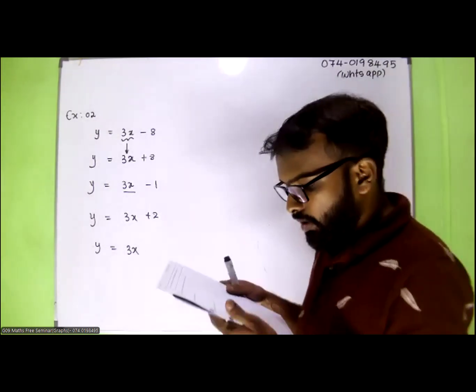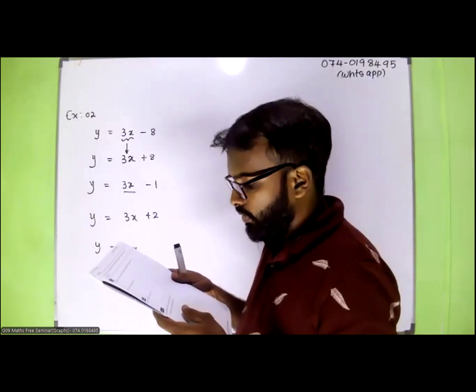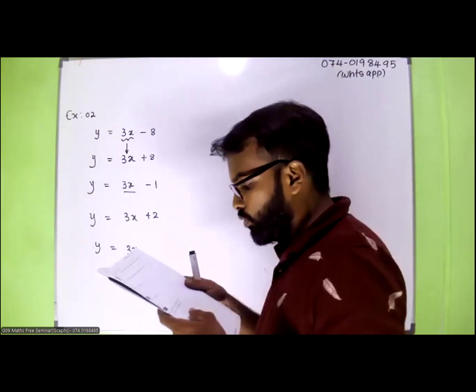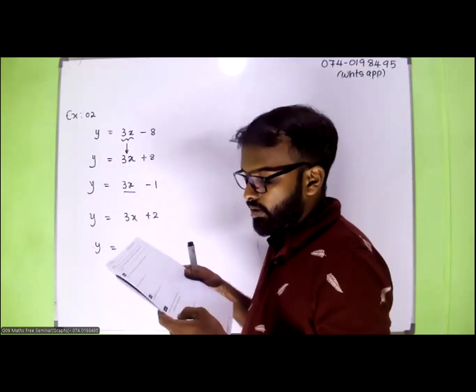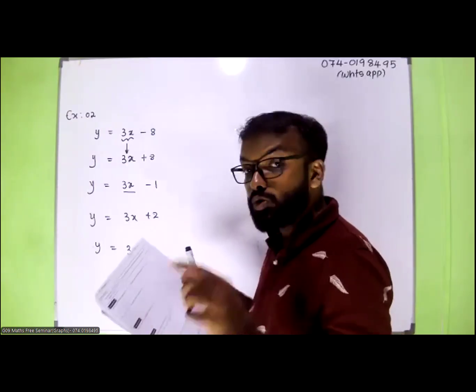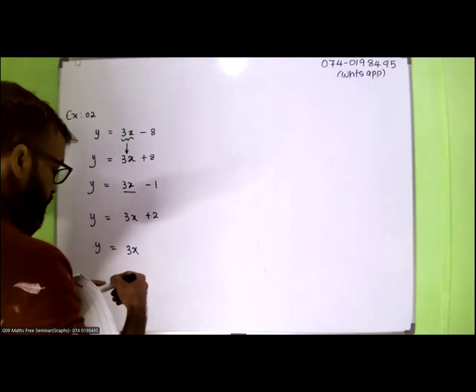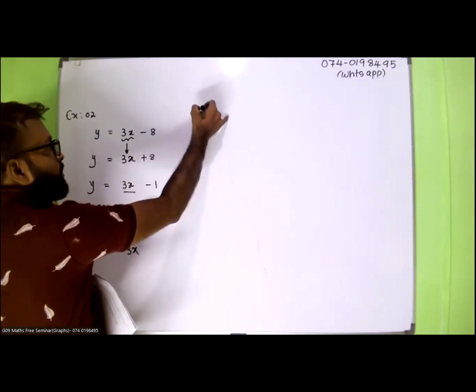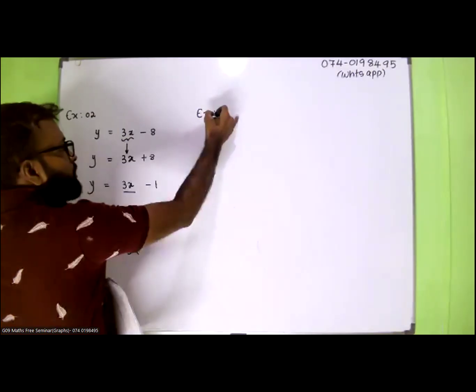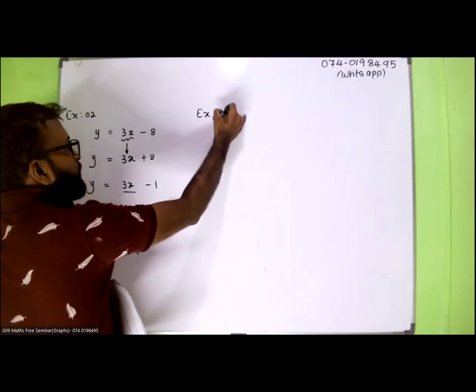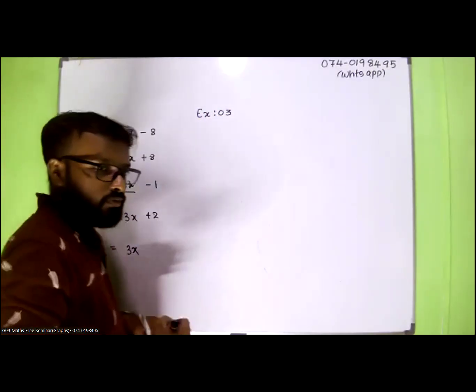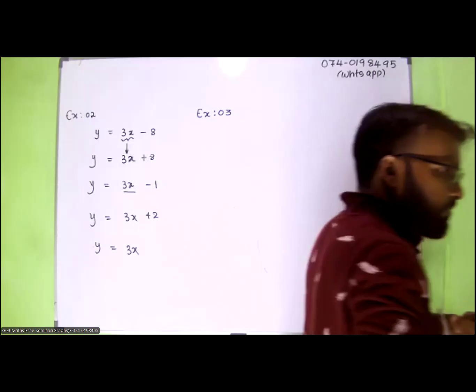Example number 3. Write down three parallel line functions for the function y equals minus 2x plus 7. First one, the graph line goes through the origin. These kinds of questions can be there in your exam.